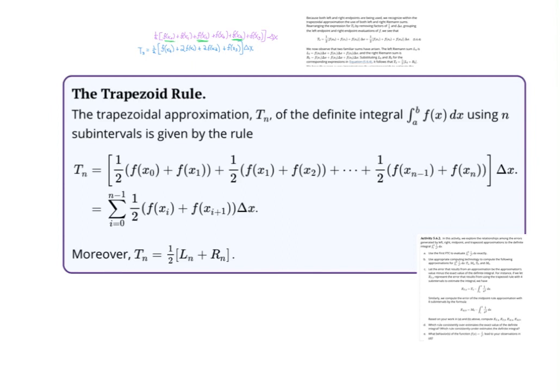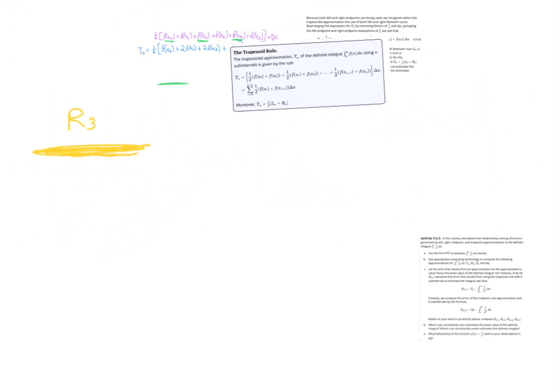And if you wanted to look at it in summation notation, this would be what that is. And then it's also including that observation we made about how the trapezoidal rule is the left approximation plus the right approximation divided by 2. In other words, it's the average of the left and right approximations.